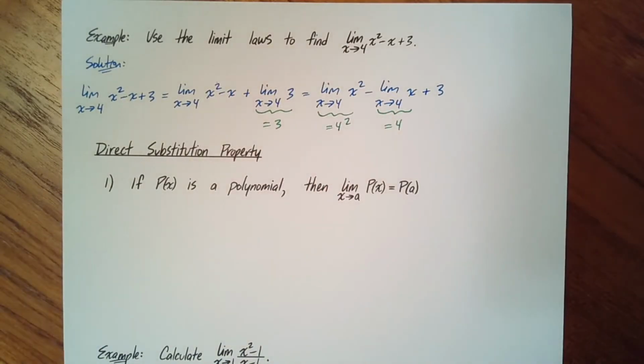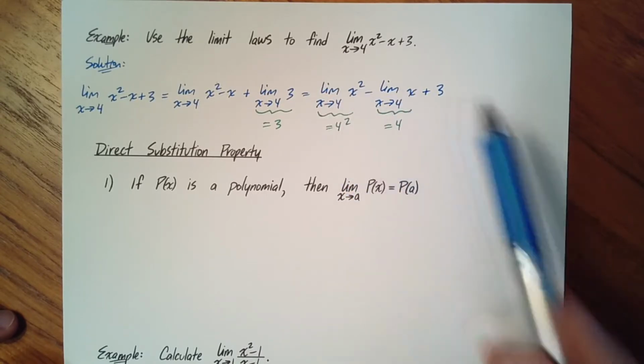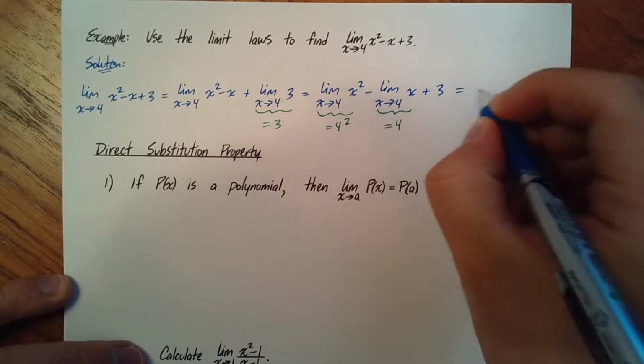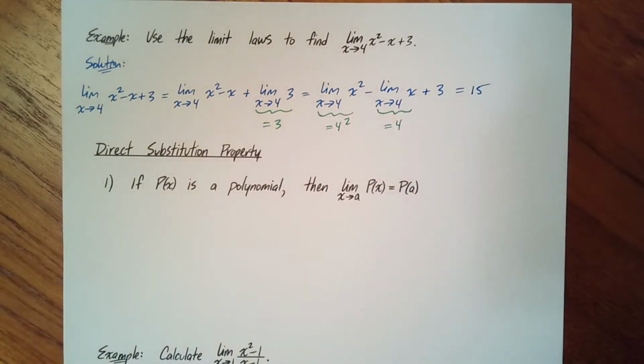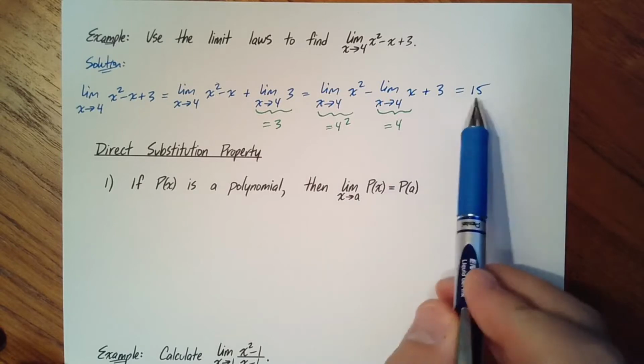Okay, so what do you get? We've got 4 squared, which is 16, right? So you've got 16 minus 4, which is 12, plus 3 is 15. So we end up getting 15 for this limit. Okay, and it may be worth making note of the fact, and this is not to do with our solution. Our solution is done. This is the actual limit.